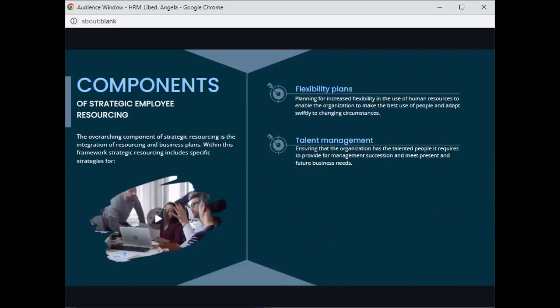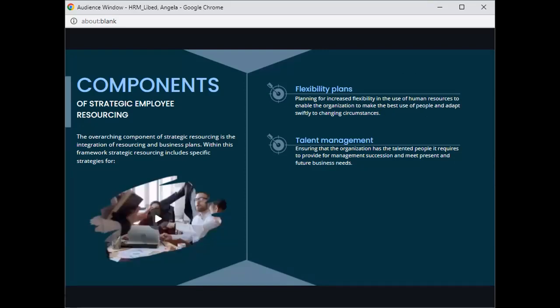Then next is flexibility plans. Planning for increased flexibility in the use of human resources to enable the organization to make the best use of people and adapt swiftly to changing circumstances. Then talent management, ensuring that the organization has the talented people it requires to provide for management succession and meet present and future business needs.